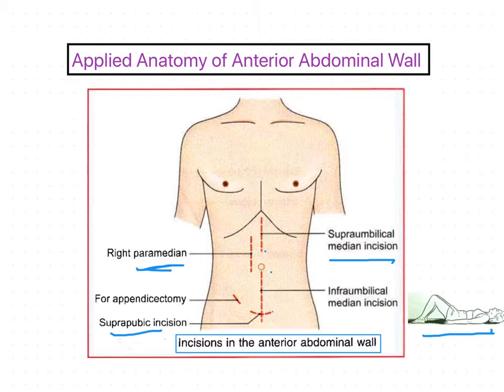Okay, and the next incision, for appendectomy, is given at McBurney point. This point is defined as a point that lies one third of the distance laterally on a line drawn from the umbilicus to the right anterior superior iliac spine. Classically, it corresponds to the location of the base of the appendix. That is the point.